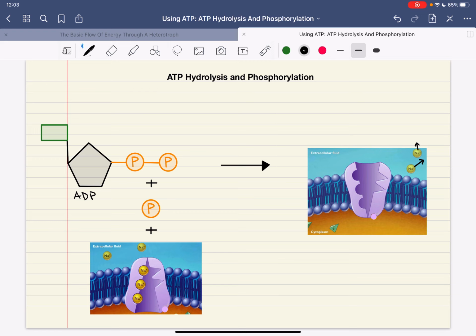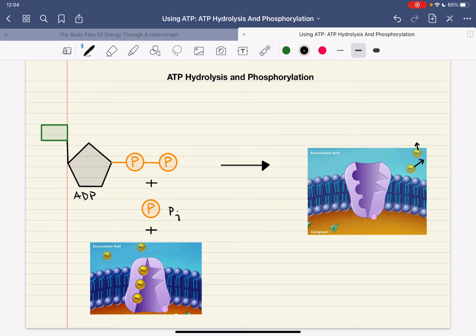When you're done using it, you can actually put a phosphate group back on your ADP to regenerate ATP, so you can use it again. We'll talk about how that's done. That's done during that complex process called cellular respiration. Here's our phosphate group.